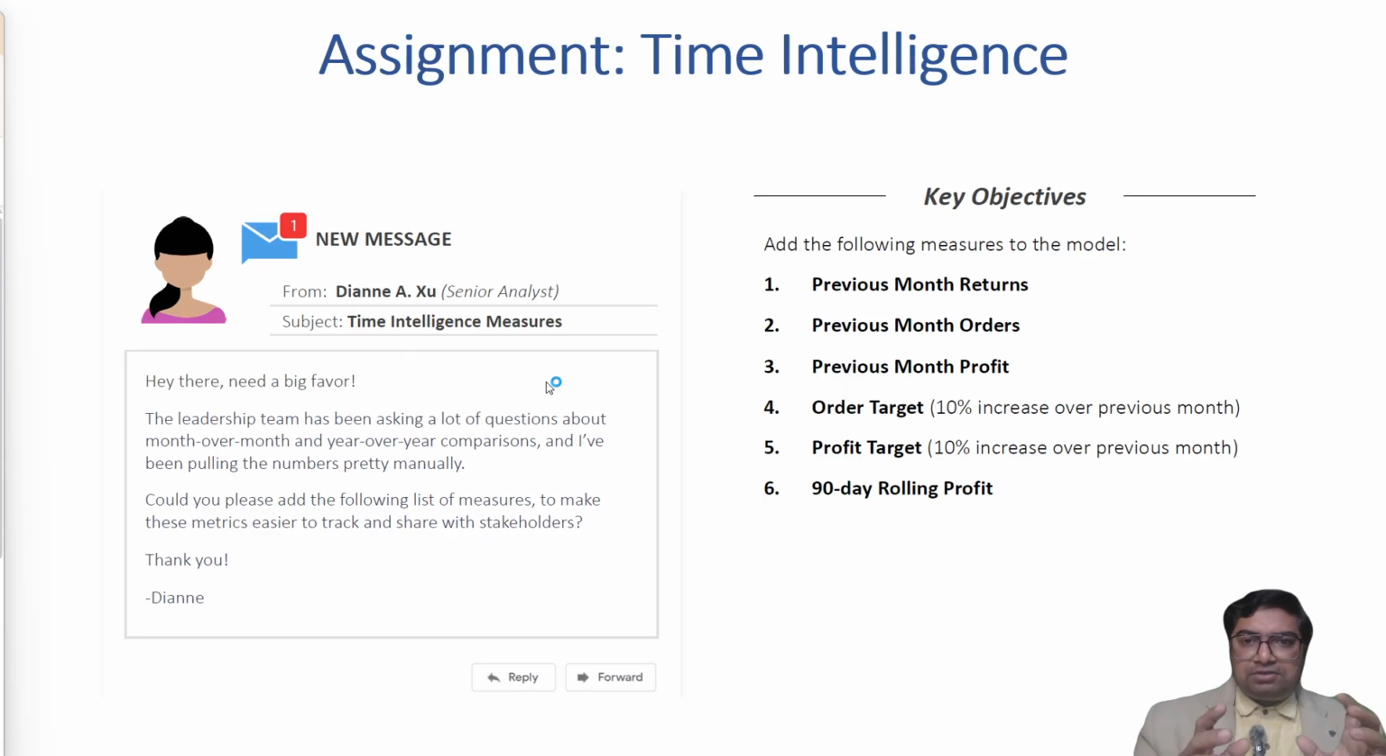So the idea is you have some key objectives in front of you. What objectives do you have? You need to create the previous month revenue, returns, previous month's orders, previous month profit, an order target which is a 10% increase over the previous month, a profit target which is an increase over the previous month, and a 90 days rolling profit, because they're saying the 90 days profit somewhere. So this is actually what we want in the solution.